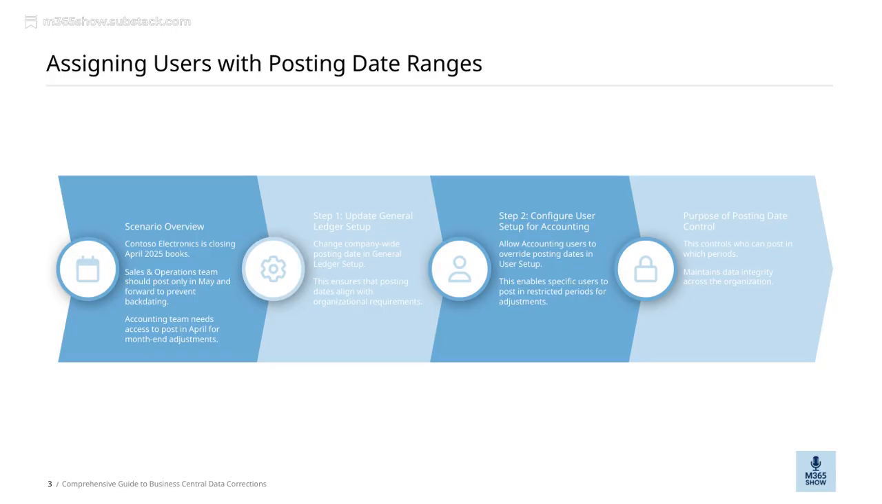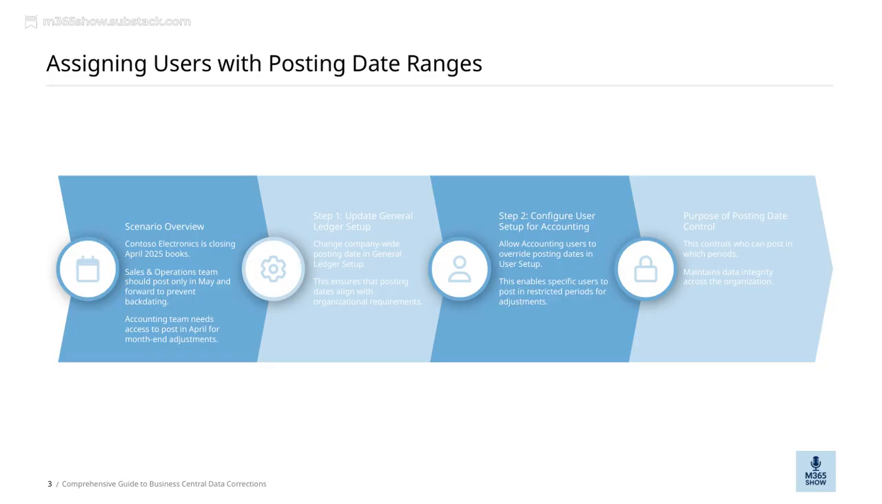And finally, to give you a practical example, imagine Contoso Electronics is closing their books for April 2025. The sales and operations team should only post transactions starting from May onwards to prevent backdating into April. However, the accounting team still needs access to post in April for month-end adjustments. This scenario highlights how these controls help balance operational flexibility with data accuracy.